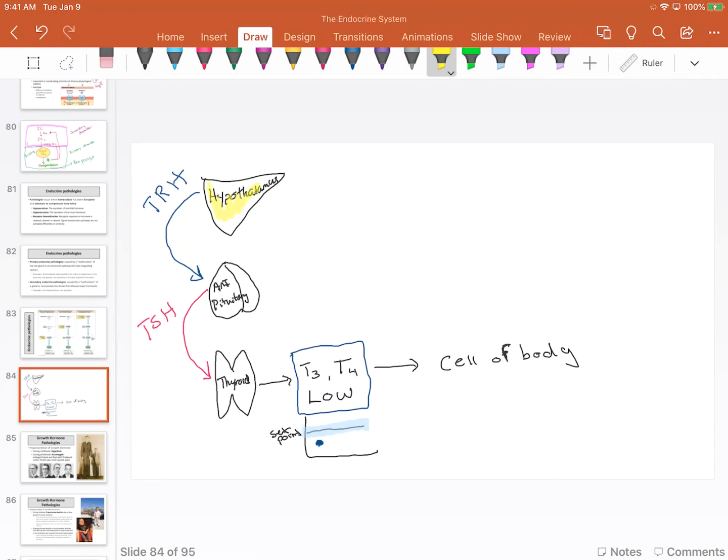Let's color them in. My secondary tissues are going to be yellow. And then I could have my primary tissue. And any of these tissues could be at fault. Maybe I have a thyroid gland that's damaged. Maybe I have an anterior pituitary that's damaged. Maybe my hypothalamus is damaged. We don't know without further blood testing.